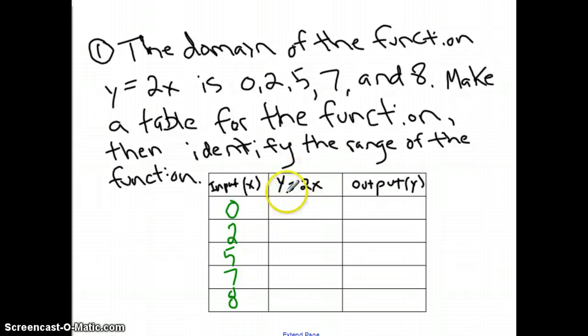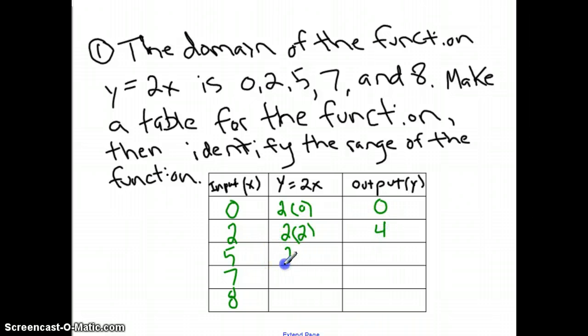We're going to look at our equation here and plug in those values of x. So when x is 0, we'll plug that in here. We want to find the value of y. So we've got 2 times 0. 2 times 0 is 0, so our output is 0. 2 times x, here x is 2, so we are going to plug that in for x. We've got 2 times 2, which is 4.